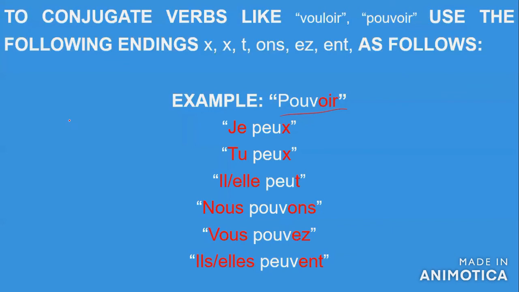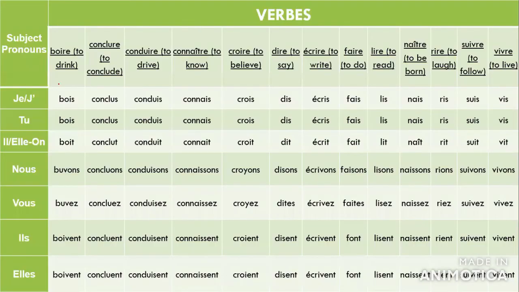And your vouloir will be the same thing. Je veux, tu veux, il, elle veut, nous voulons, vous voulez, ils, elles veulent. Very good. So guys, these are the two verbs so far that I'm remembering in this category. If you have others, do not forget to share with me as well. But now we have some other third group of verbs.